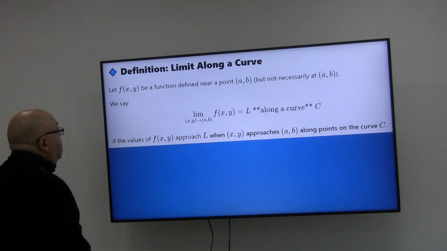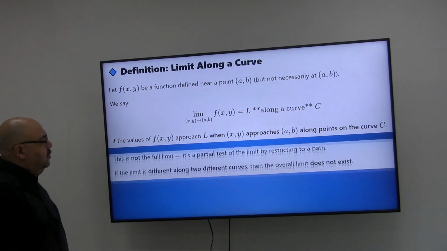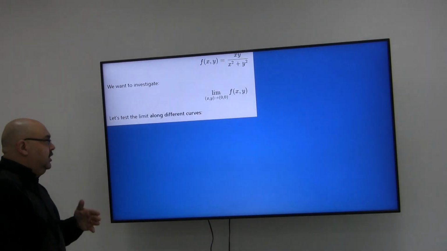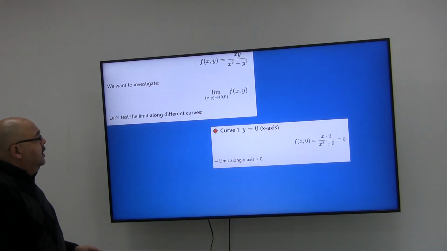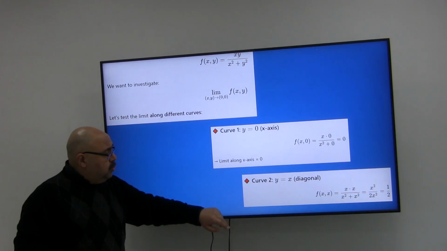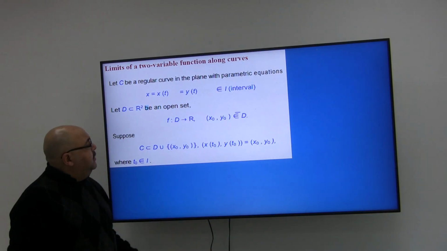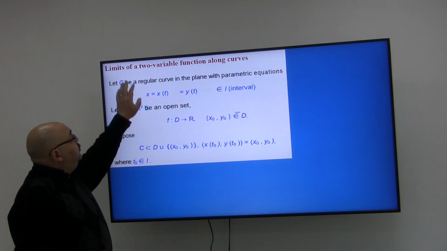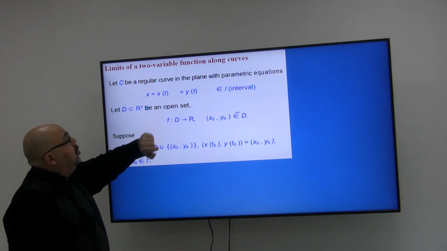Okay. It's exactly the same way, the definition, but I wrote it and I've already sent you this part. Across y equal to 0, it's equal to 0. Across y equal to x, it's half, so the limit doesn't exist. Limits of two variables or functions along a curve.